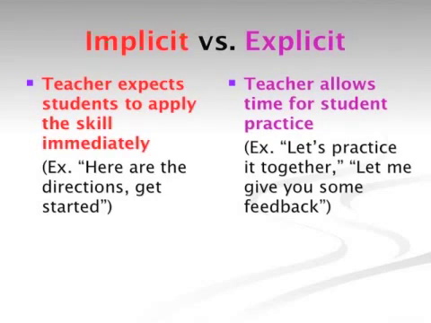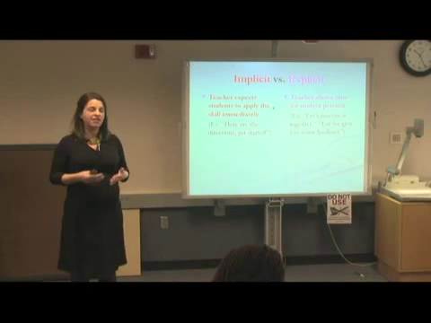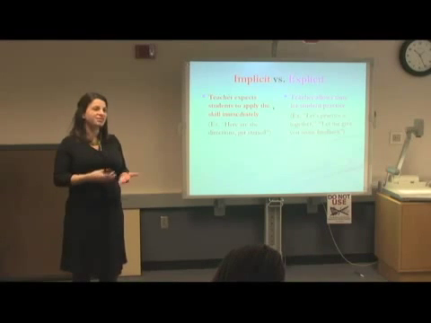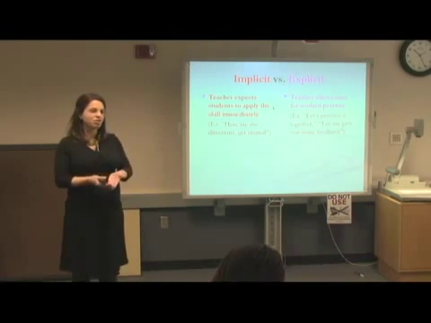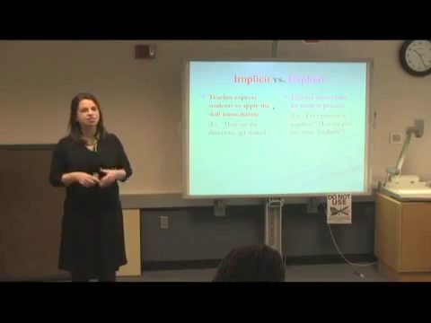In an implicit lesson, the teacher expects students to apply the skill immediately. Oftentimes there is little modeling, perhaps no modeling, and there's no time for guided practice. So the direct explanation is provided, directions are given, and students are immediately asked to start the lesson. So they really haven't had that time to gain mastery at all. They've jumped immediately to application. In an explicit lesson, there's plenty of time for student practice, and the teacher has actually modeled it for them. So they've seen the skill in action, they've had the opportunity to practice, and then they're asked to apply their knowledge.